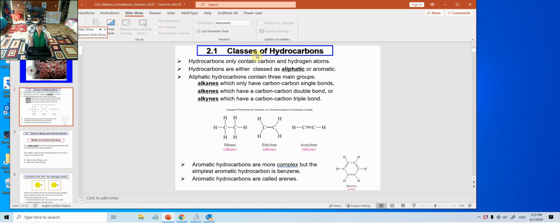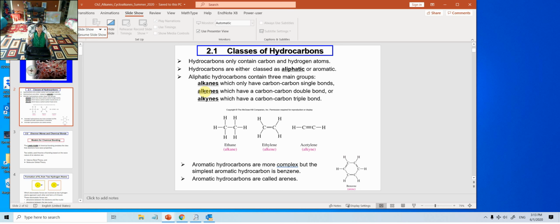Generally speaking, you have two types of different hydrocarbons. One is called aliphatic, another one called aromatic. Among these aliphatic hydrocarbons, we can also distinguish them into three different main groups. The first one is called alkane, second one called alkene, third one called alkyne.